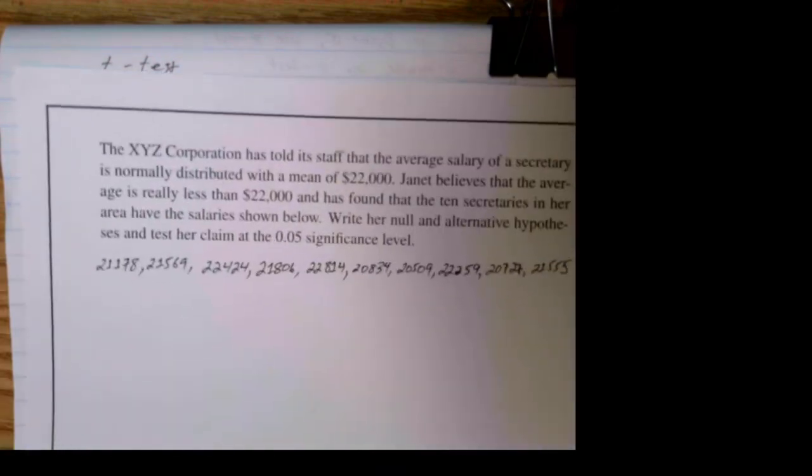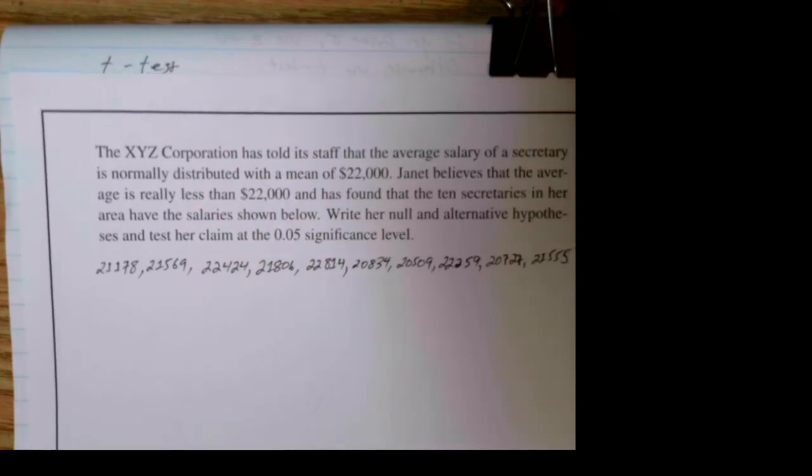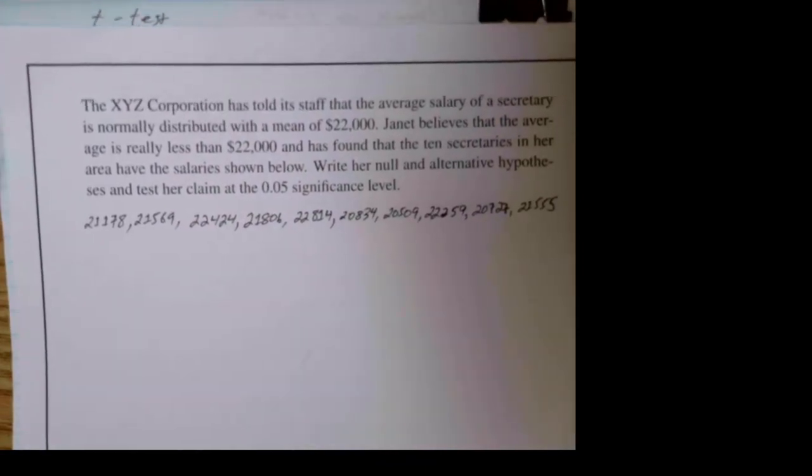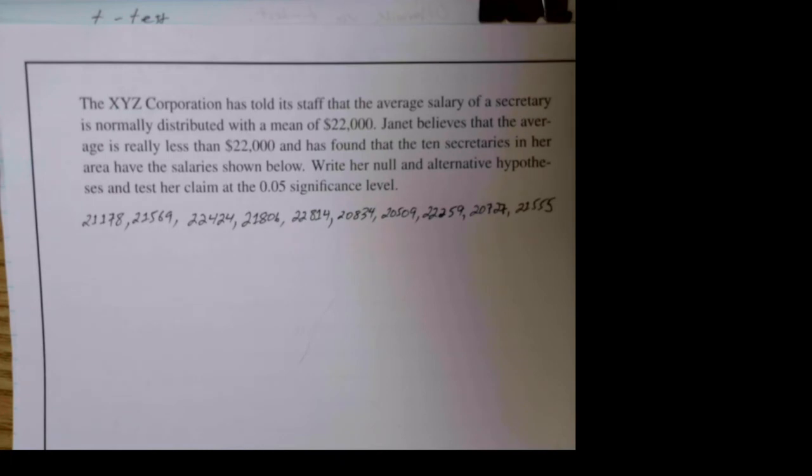Okay, here's a problem. The XYZ Corporation has told its staff that the average salary of a secretary is normally distributed with a mean of $22,000. Janet believes that the average is really less than that and has found 10 secretaries in her area and their salaries, which are listed below. Write her null and alternative hypotheses and test her claim at the 0.05 significance level.